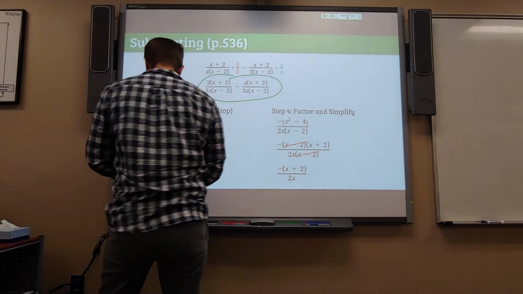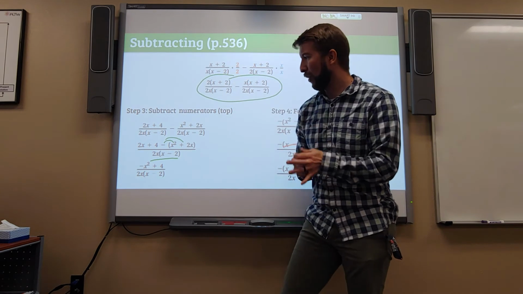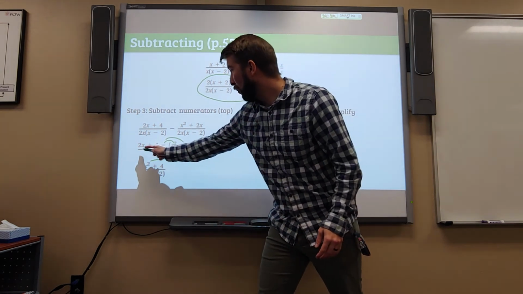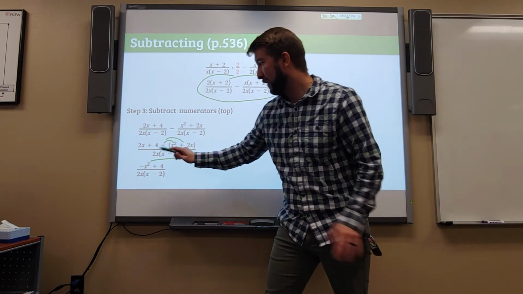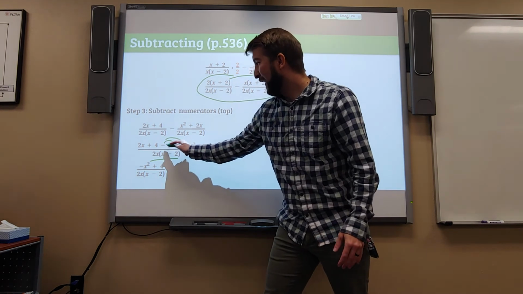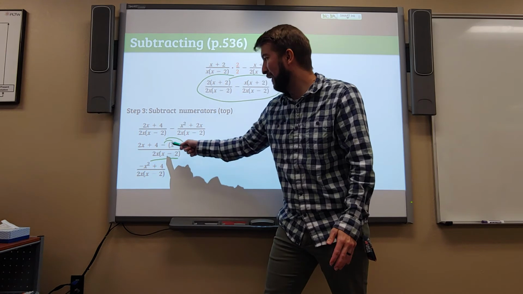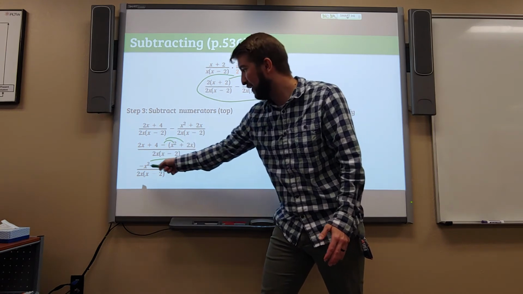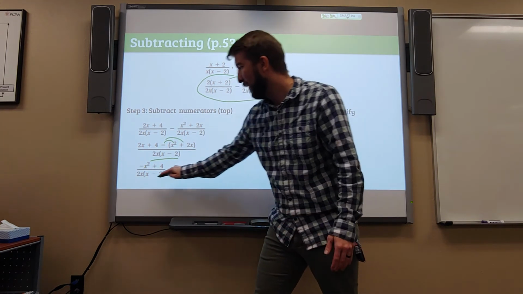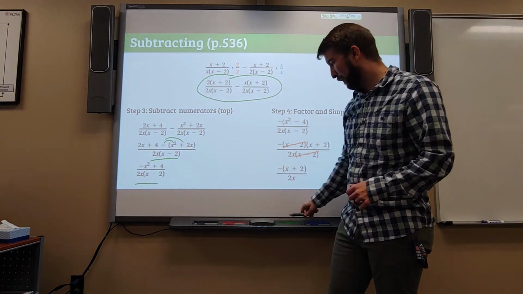So when they do that, they're going to combine like terms. So 2x minus 2x goes away. The 4 doesn't do anything, so it just goes over here, and the x squared becomes negative, so it's negative x squared plus 4, and the bottom stays the same.